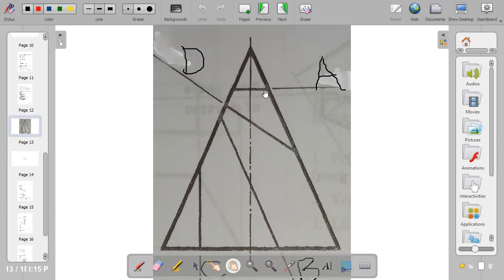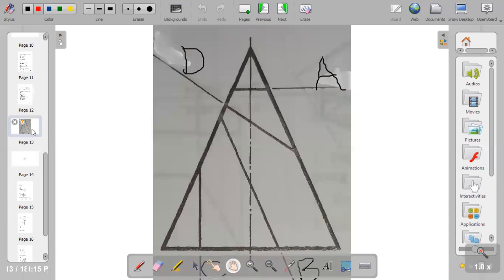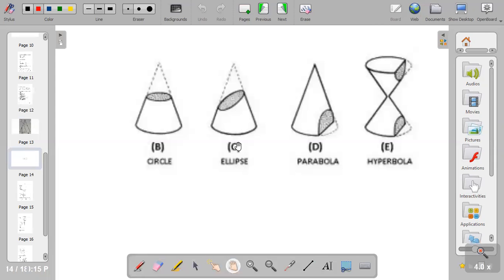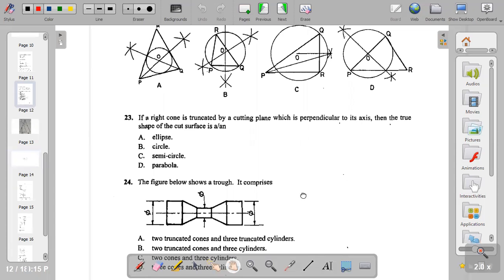Now, when you truncate at this section, the true shape that you will get is going to be a circle. So when you truncate perpendicular to the axis, you get a circle. But when it's inclined to the cone, like the one in D, you have an ellipse, just like what we have here in C. So the answer to question 23 is B, circle. Let's move on to question 24.